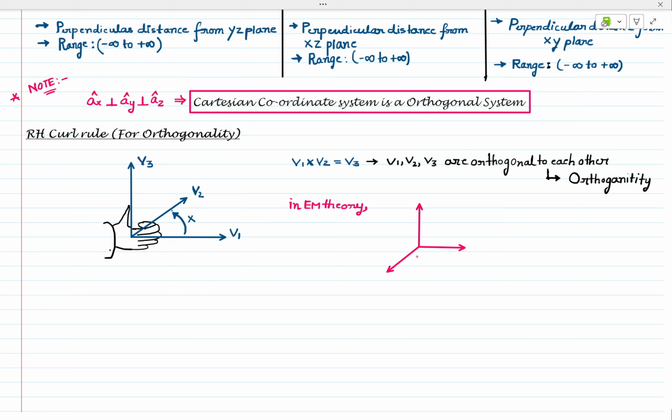Okay. So in EM theory, I have shown you that this was the ax direction, this was the ay direction, and this was the az direction. As you can see, the angle between each of these two unit vectors is 90 degrees. As the angle between each of these two unit vectors is 90 degrees, that means it follows the RH curl rule.